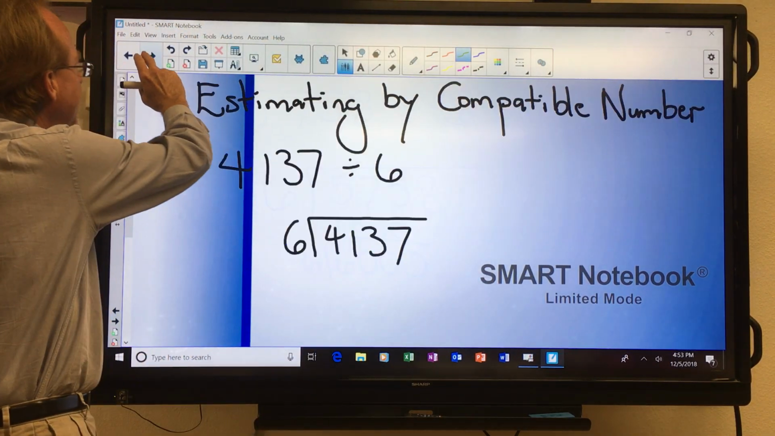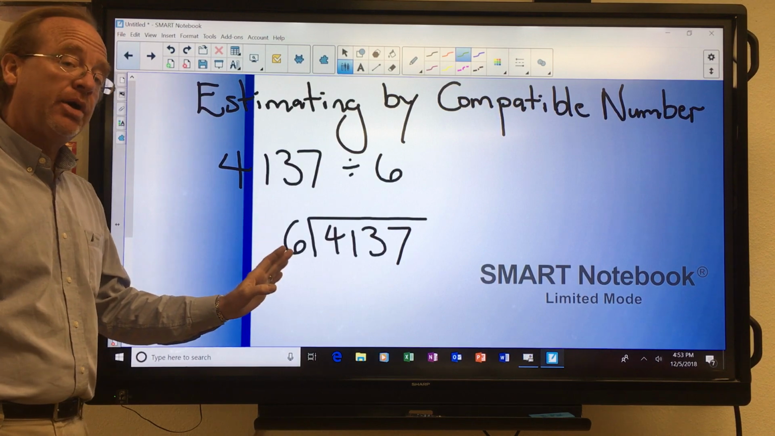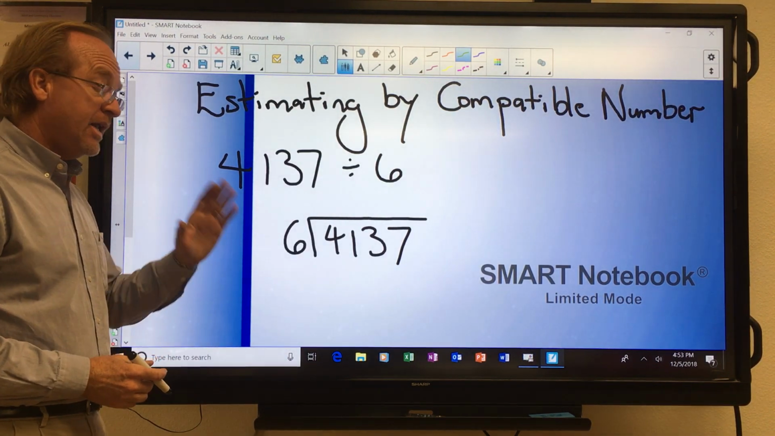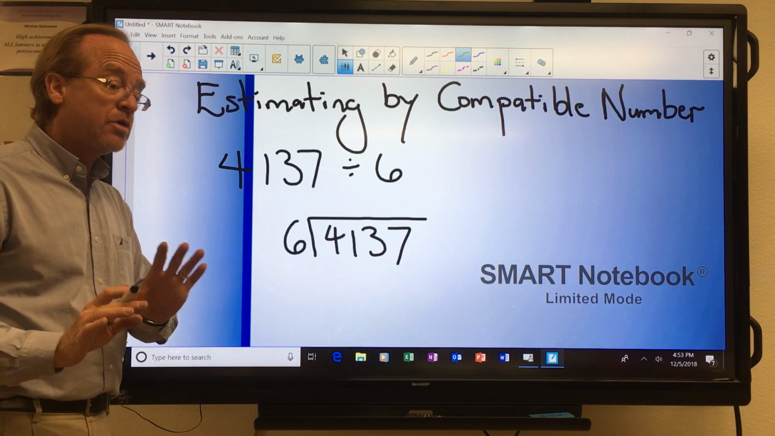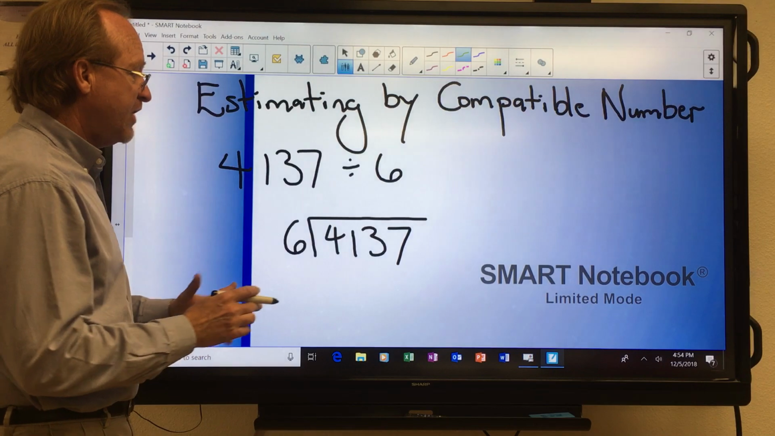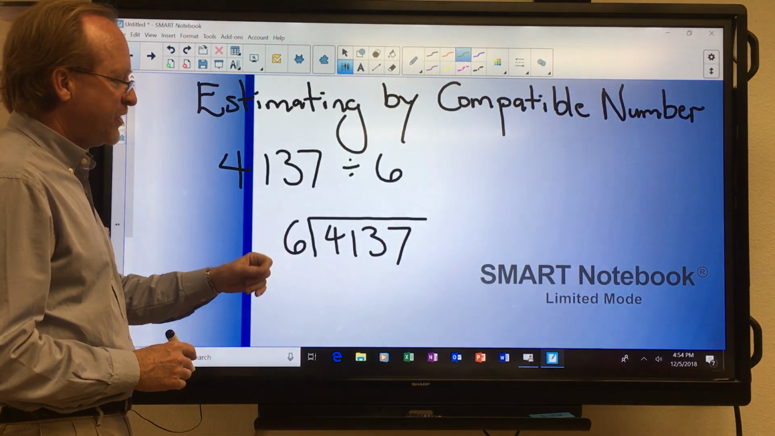Now the last technique is called estimating by compatible number. And this is where knowing your times tables really comes into play. It is not rounding, so don't confuse the two, please. If you're asked to round, use the rule of 5. But if you're estimating, you can look at your numbers and think this way.